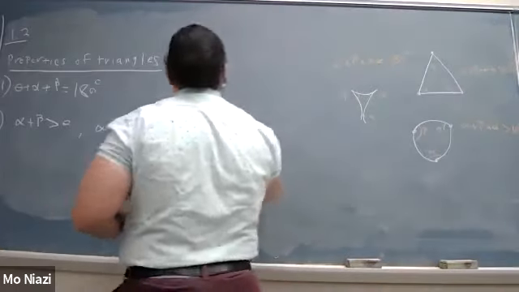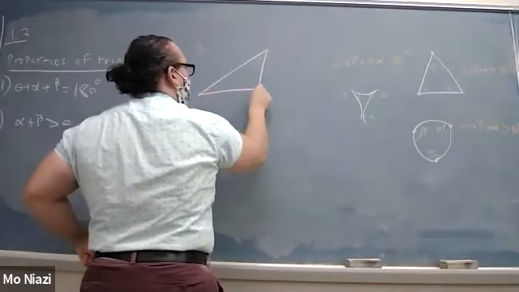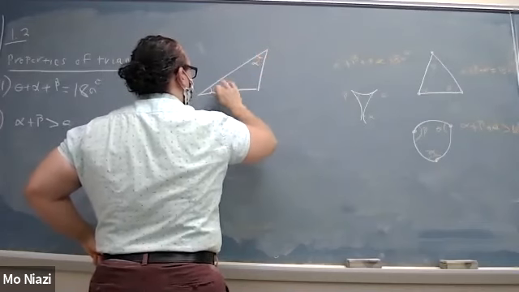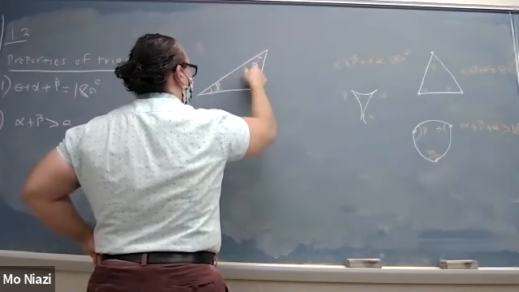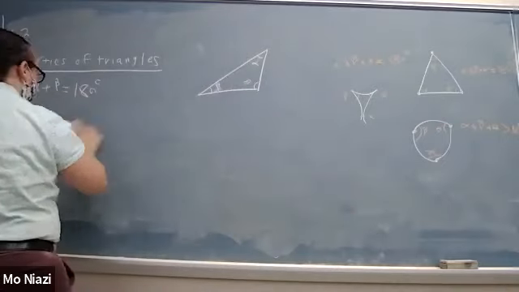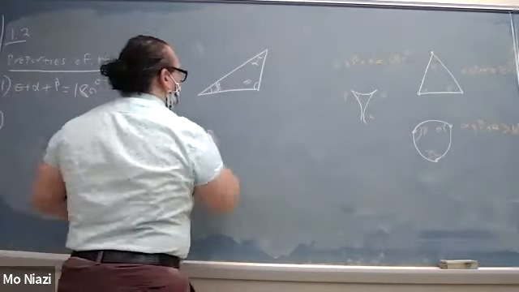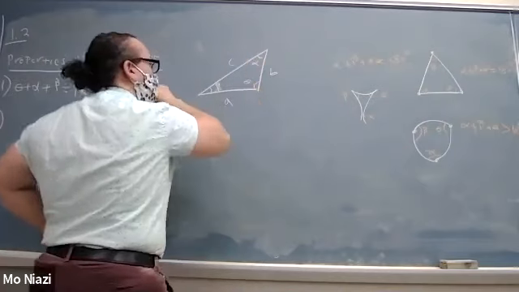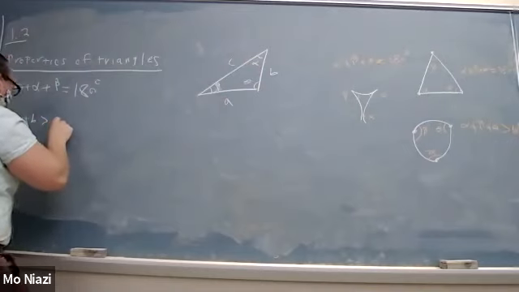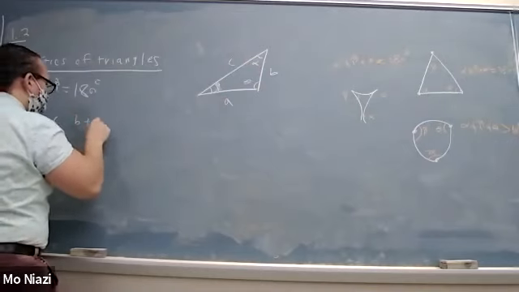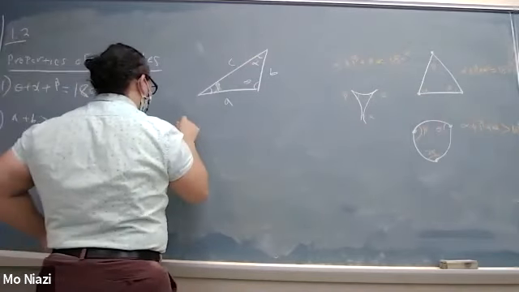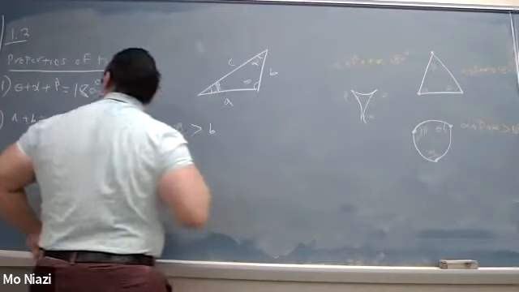Let's create a triangle. Here's beta, here's alpha, here's theta. What I mean here is not an angular statement. Here's A, here's B, here's C. It's a length statement. It says that A plus B is always greater than C. It says that B plus C is always greater than A. And it says that C plus A is always greater than B.